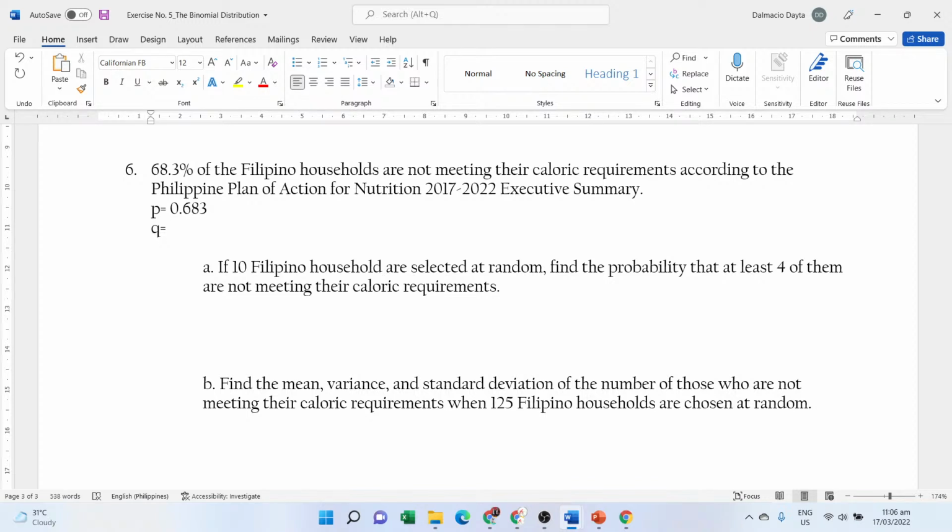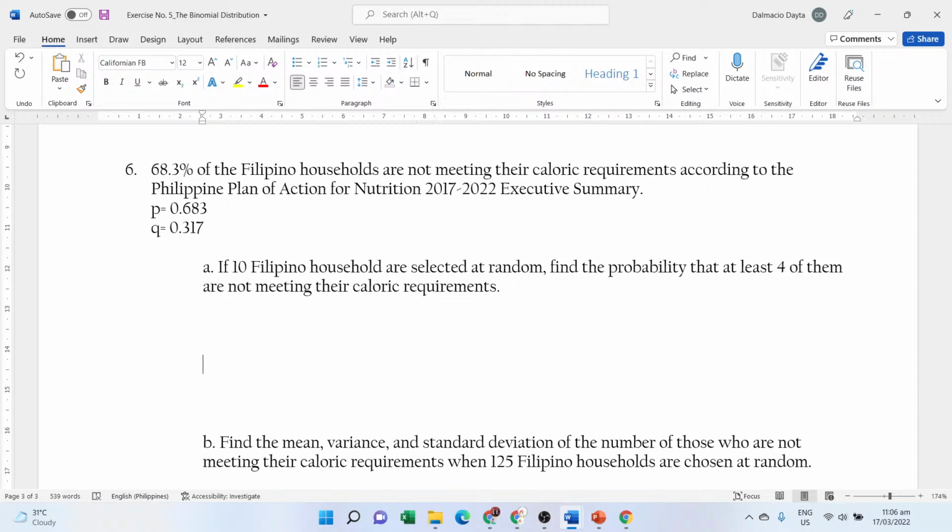And then Q be the probability that the Filipino household is meeting. Ito naman yung ano natin dito, yung Q. That will be 0.317, 1 minus 0.683. Okay? Now, that at least 4 of them are not meeting. So, ibig sabihin, probability of x is greater than or equal to 4.